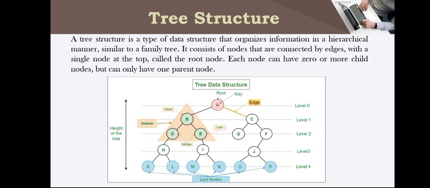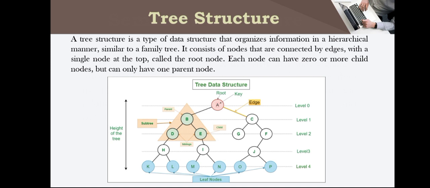Tree structure. A tree structure is a type of data structure that organizes information in a hierarchical manner, similar to a family tree. It consists of nodes that are connected by edges, with a single node at the top, called the root node. Each node can have 0 or more child nodes, but can only have one parent node.